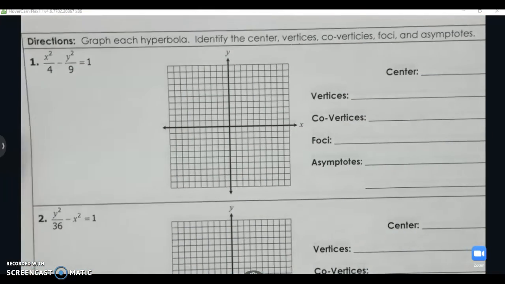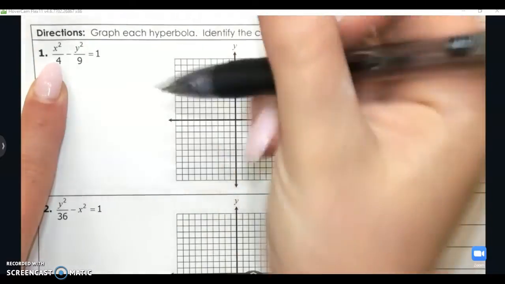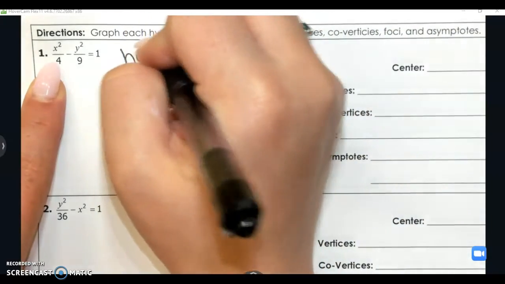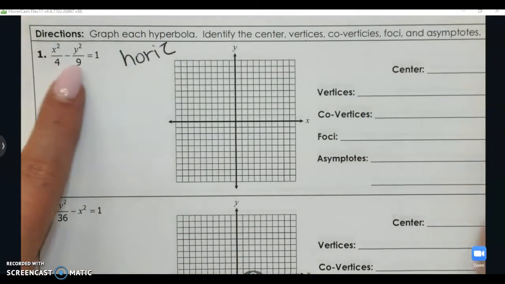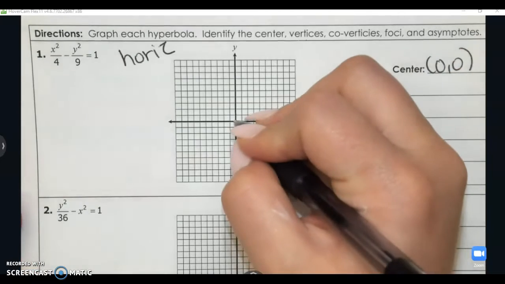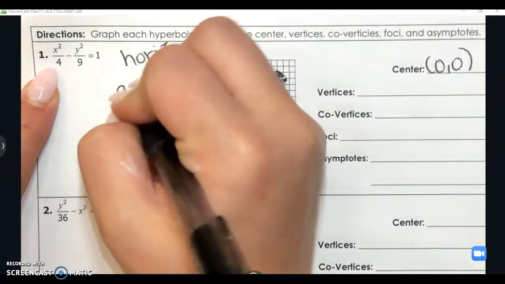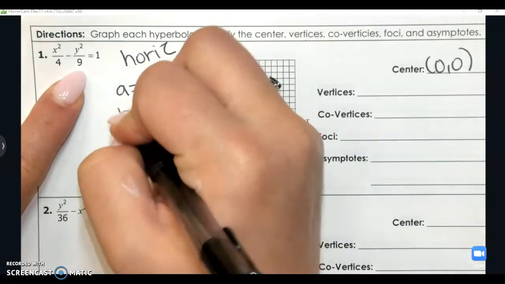And again, just like last time, I'm not going to work every single one of them because this video will be way too long. So let's start at number 1. X squared is at the front, so this tells me that this is going to be a horizontal hyperbola. And I don't have anything being subtracted from X and Y, so my center is at the origin 0, 0, which I can go ahead and plot. If A squared is 4, that means A is 2. If B squared is 9, that means that B is 3.